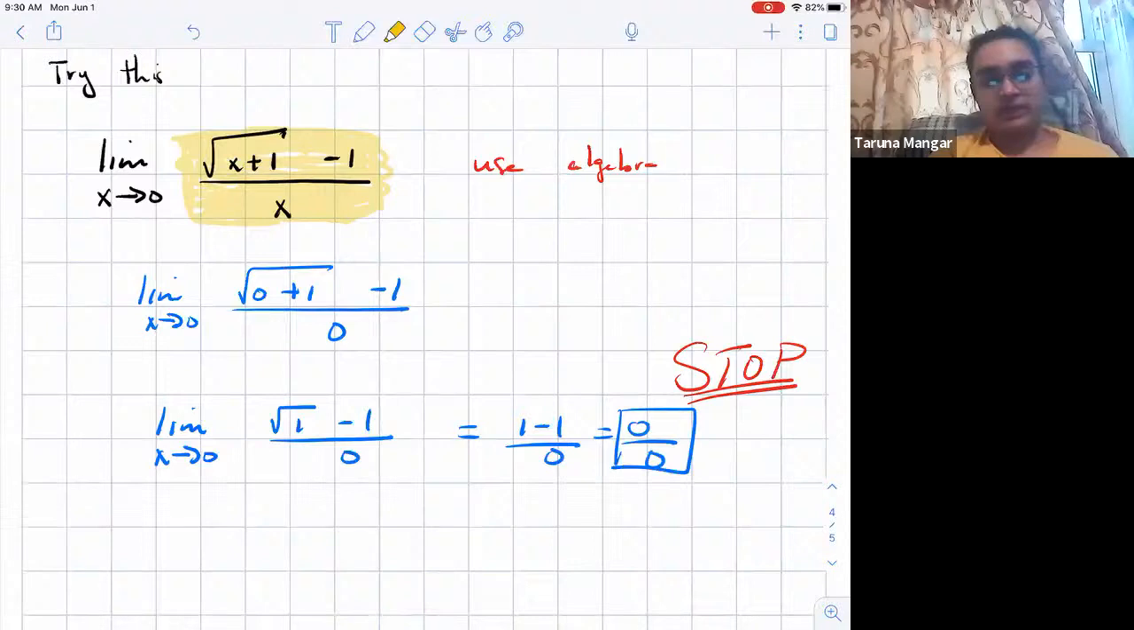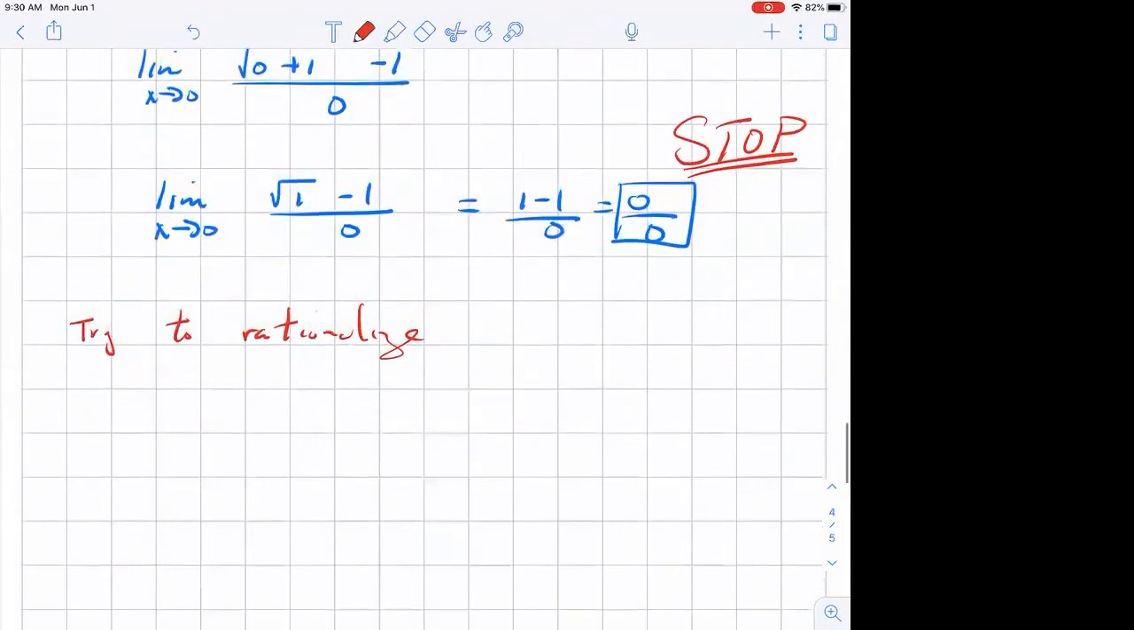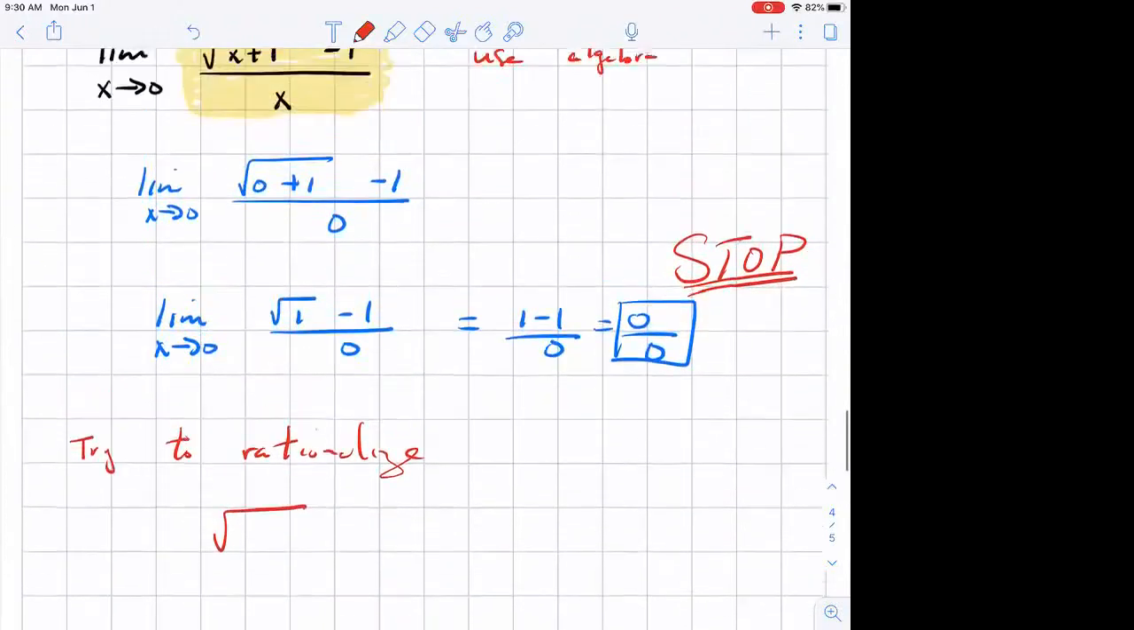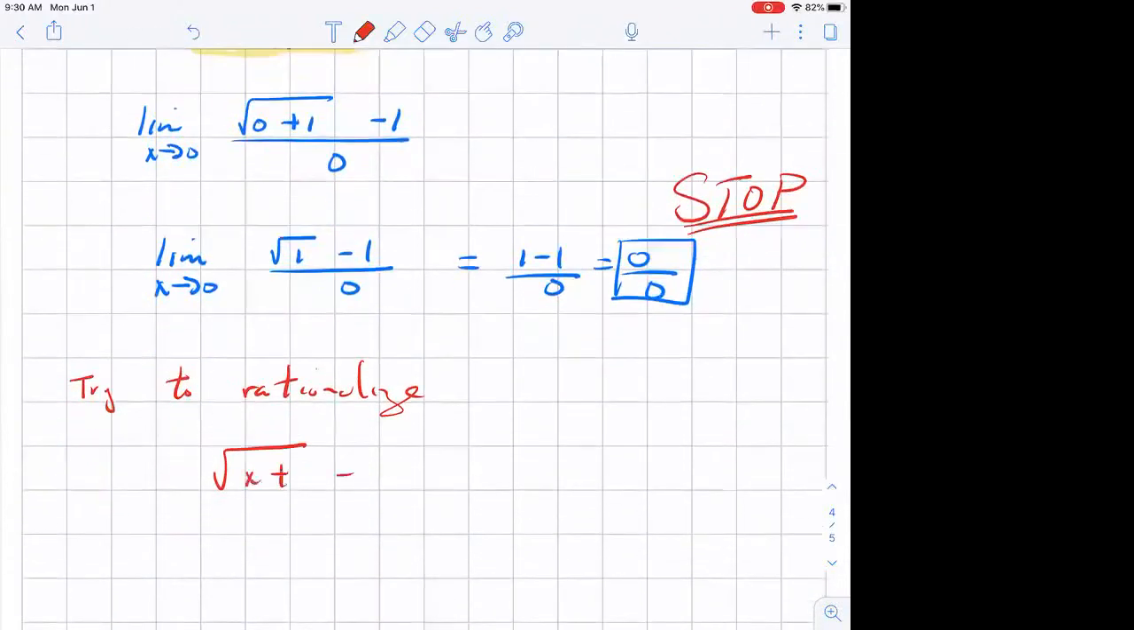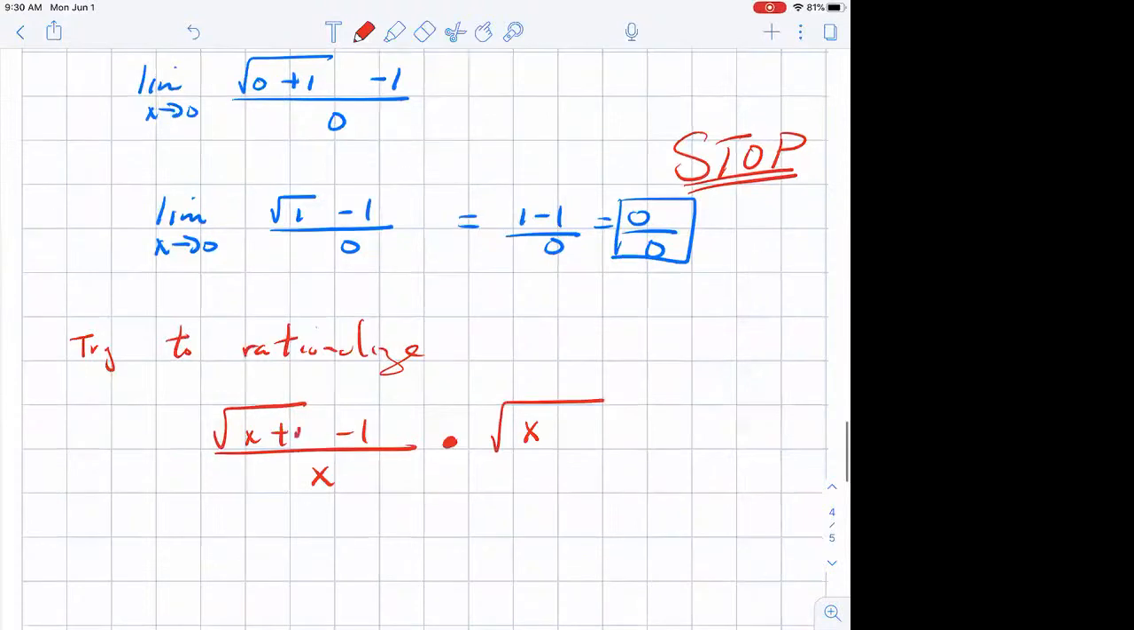You multiply it by the conjugate? Yes, let's try to rationalize. Okay, so we have the square root of x plus 1 minus 1 divided by x. Let's multiply that by its conjugate, which will be the square root of x plus 1 plus 1 divided by the square root of x plus 1 plus 1.